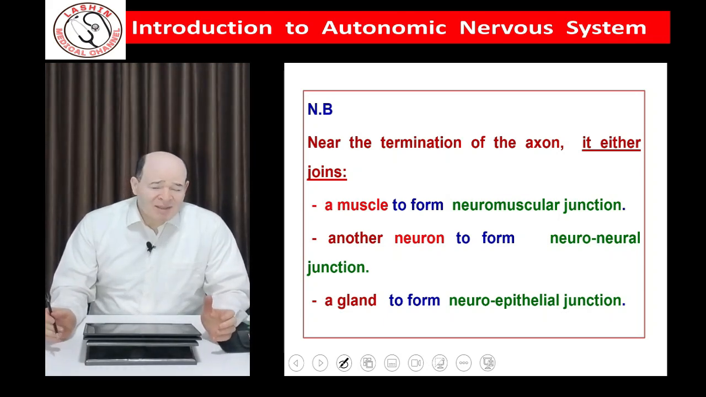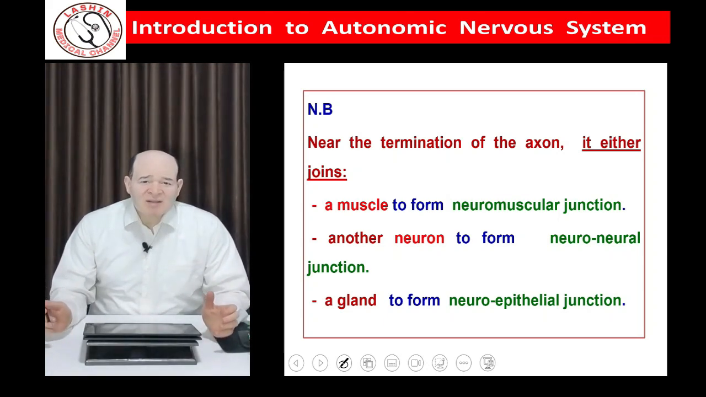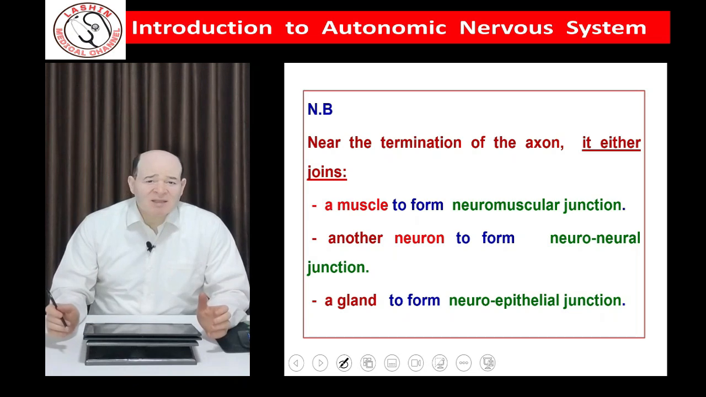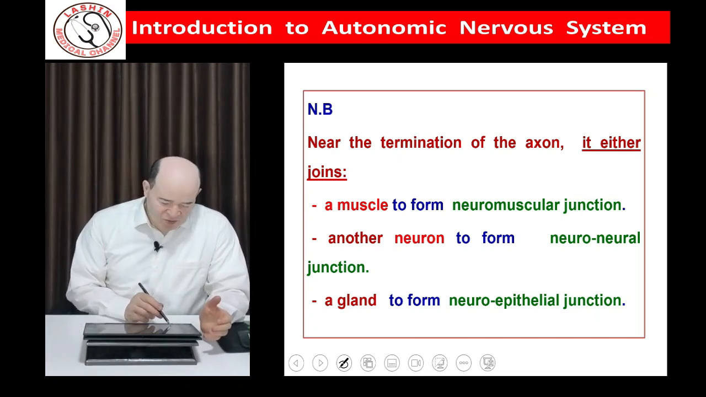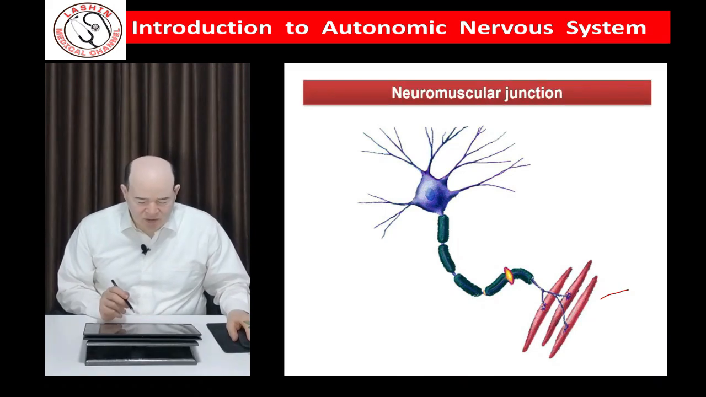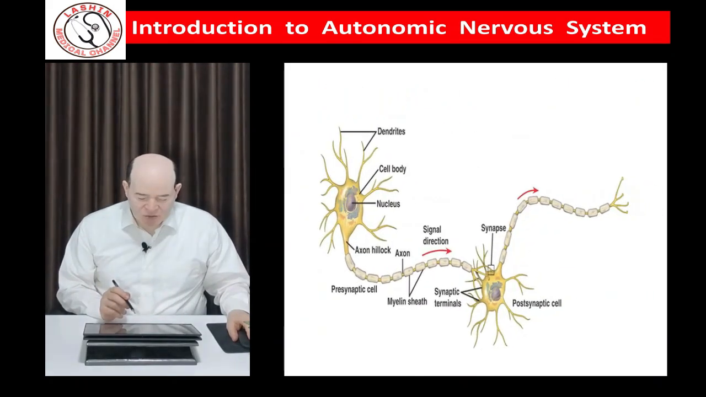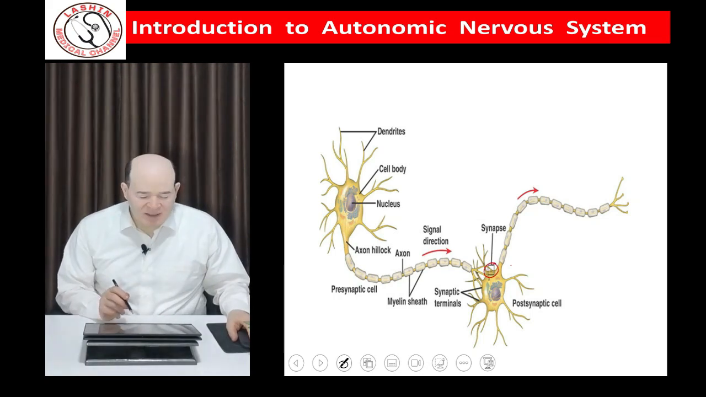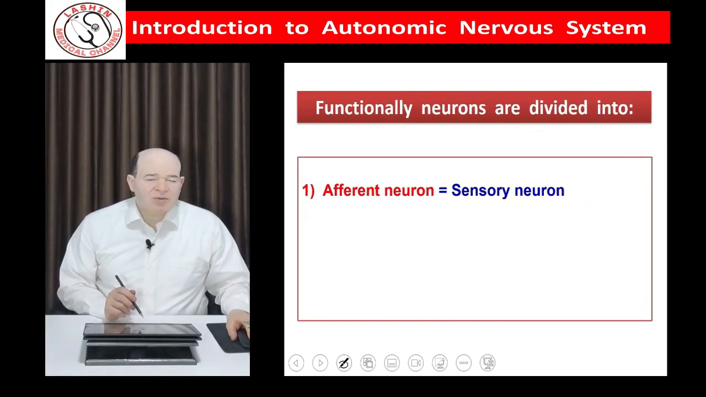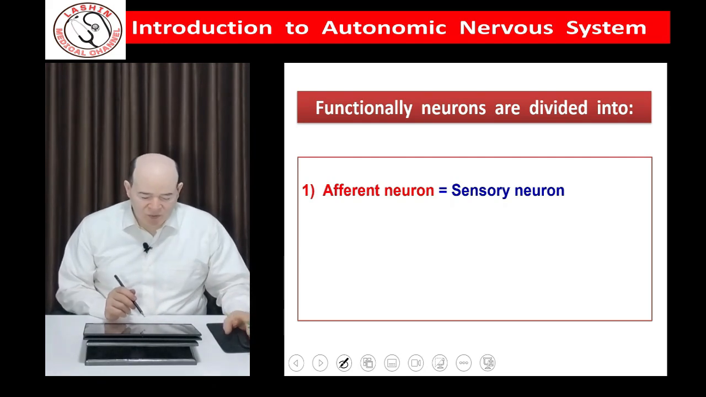The second possibility is that it terminates on a muscle cell, whether skeletal muscle or smooth muscle, forming the neuromuscular junction. The third and final possibility is to terminate over epithelium, whether a simple epithelium or over a gland, forming what is called the neuroepithelial junction. So, for example, this is a neuromuscular junction, this is a neuro-neural junction, and this point is called the synapse, and the third is the neuroepithelial junction with the epithelium or with glands.